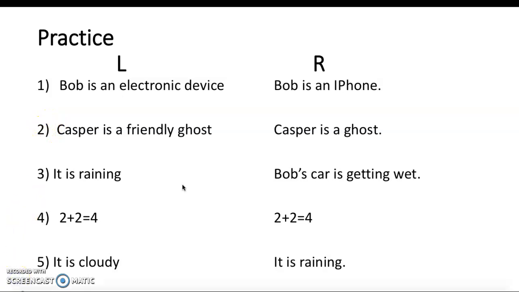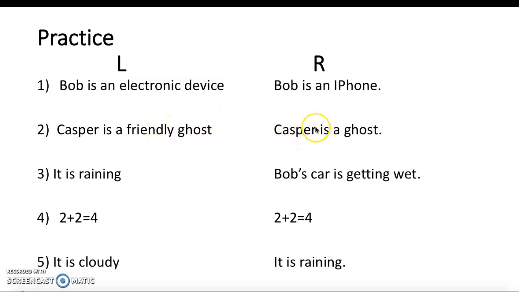Okay, welcome back. Let's go through these. Here we do have entailment going from the left to the right. If in fact Casper is a friendly ghost, then we know that Casper is a ghost. In other words, it cannot be the case that Casper is a friendly ghost, but Casper is not a ghost.